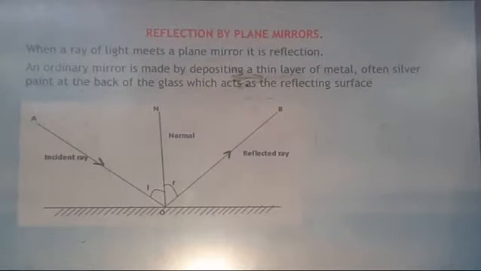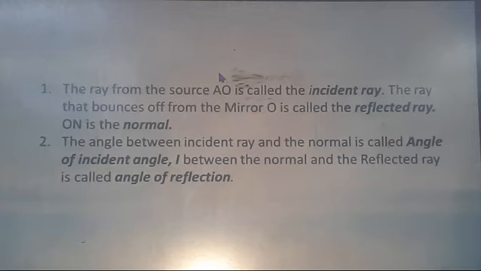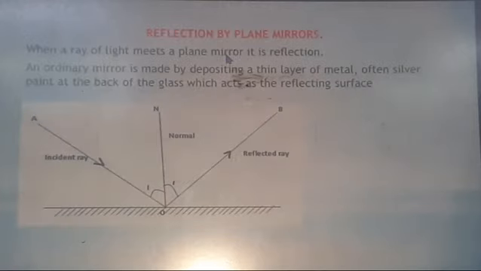Welcome back to part 4, reflection by plane mirrors. When a ray of light meets a plane mirror, it is reflected. An ordinary mirror is made by depositing a thin layer of metal, often silver paint, at the back of the glass, which acts as a reflecting surface.